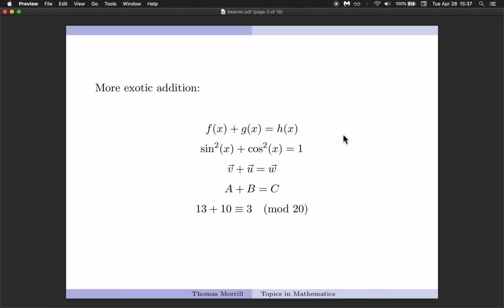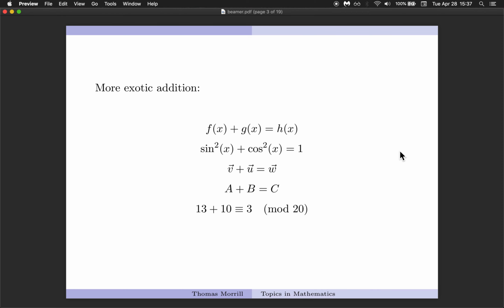If you've seen linear algebra before, and I expect that you have, we can add vectors together so long as they are the same length. So here v plus u equals w. We can add matrices together so long as they have the same dimensions. So a plus b equals c, and this is assuming that all three of these are rectangular matrices of the same dimensions, which I've just sort of left off here.